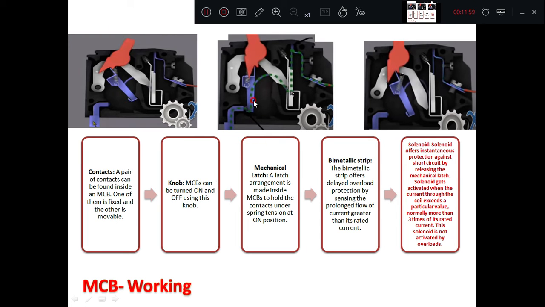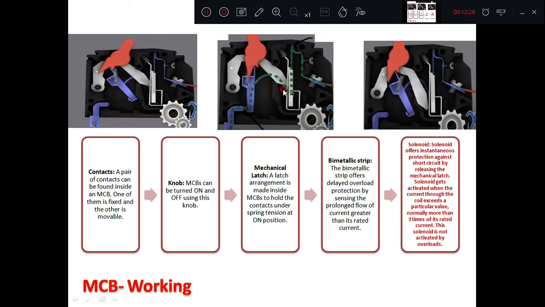It is under the normal operating condition. It can be switched on. There is a knob here. You can make it manually on or off. Even under the healthy condition you can break the circuit by just switching this off. Then under healthy condition, see here, this is a wire connected to the load. This contact is connected to the supply. The current is entering here, passing through this, then passing through this.